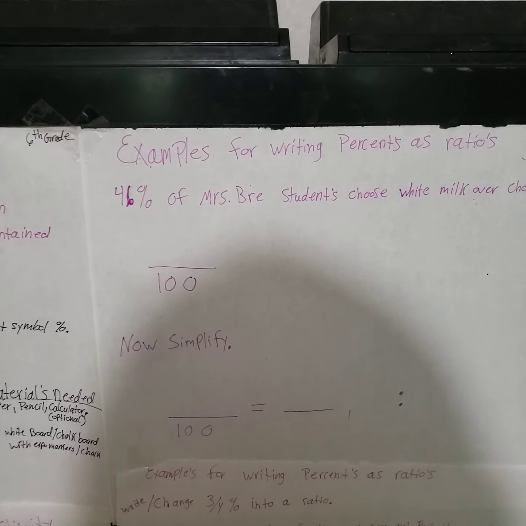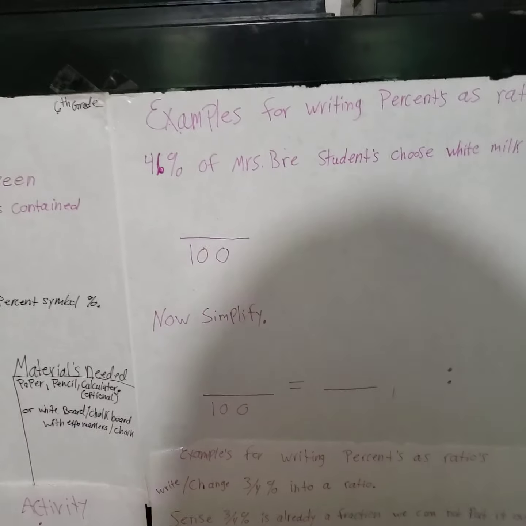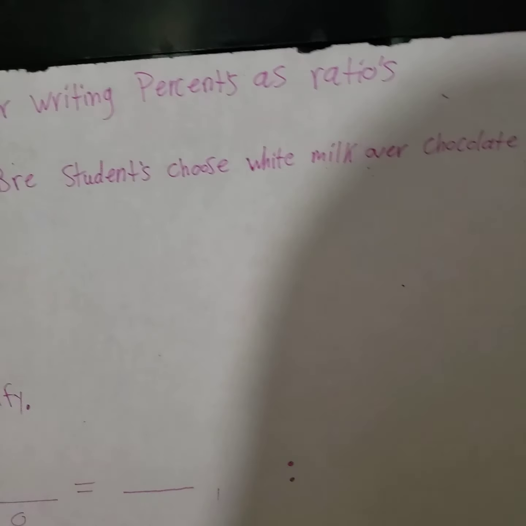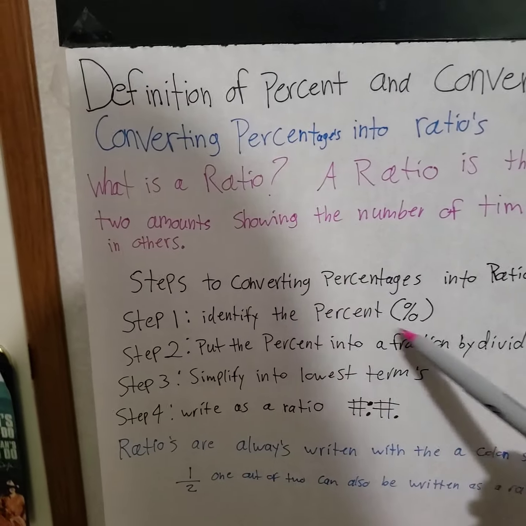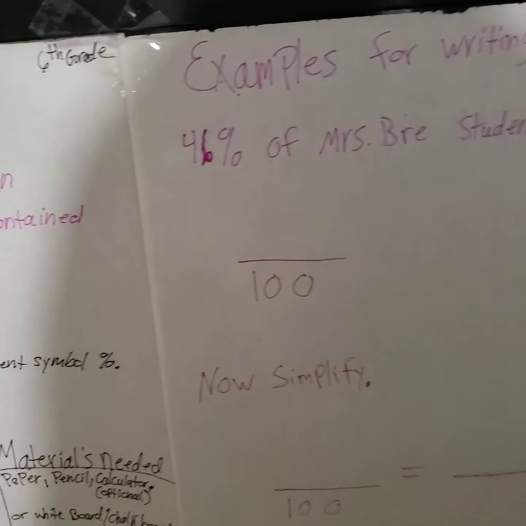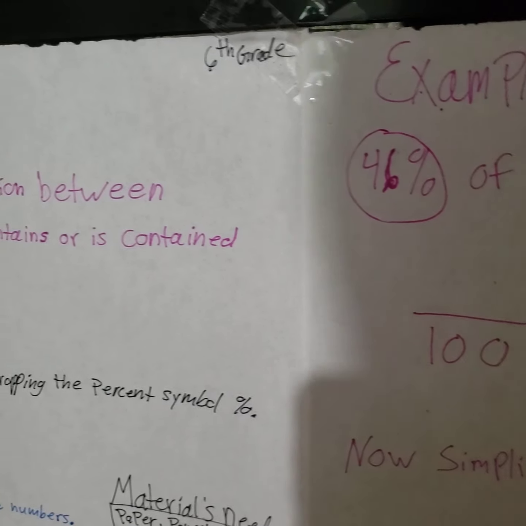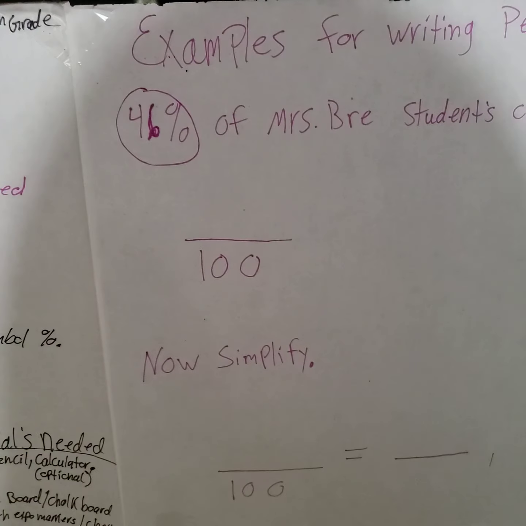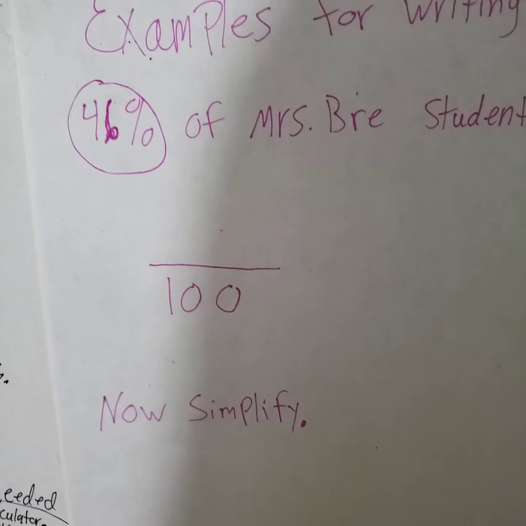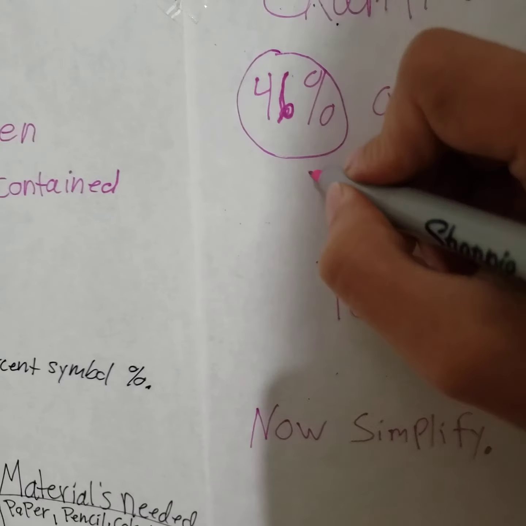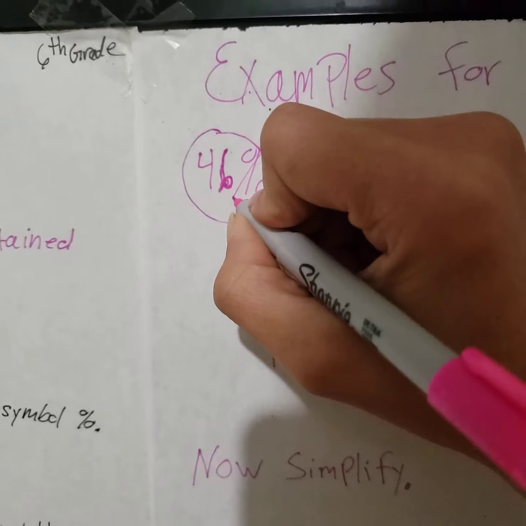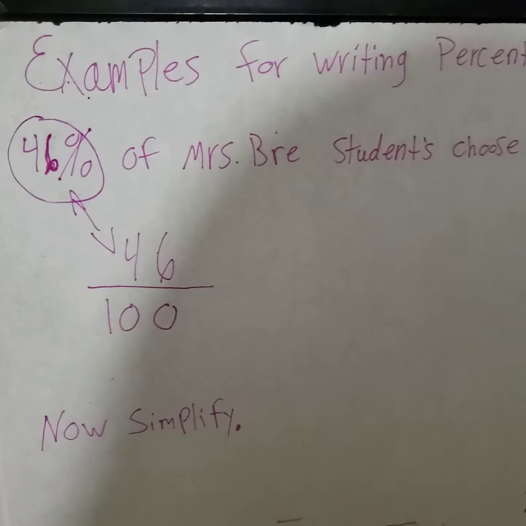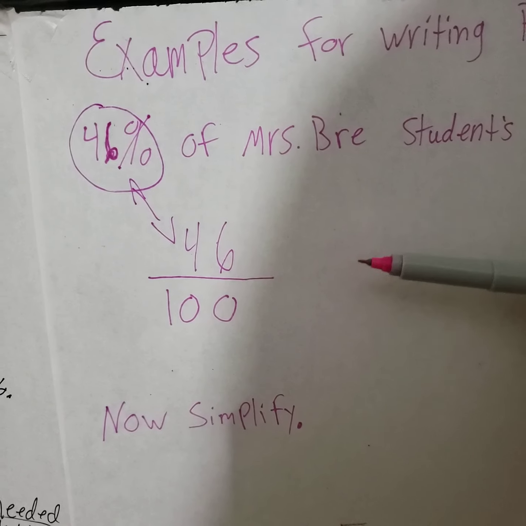So, our first example, we're going to be changing the percent to a ratio. 46% of Miss Bree's students chose white milk over chocolate milk. Do not simplify. So, the first step will be identifying the percent. Well, the percent in this is 46%. Step 2. Put the percent into a fraction by dividing by 100 and dropping the percent symbol. So, we're dividing by 100. So, we'll take this number and put it here. So, we have 46, drop the percent, we have 46 over 100. Now, this would be your answer if you're not simplifying.